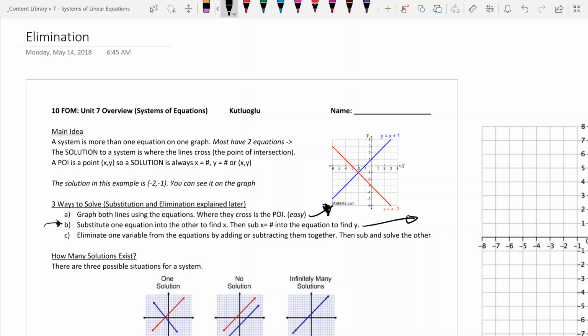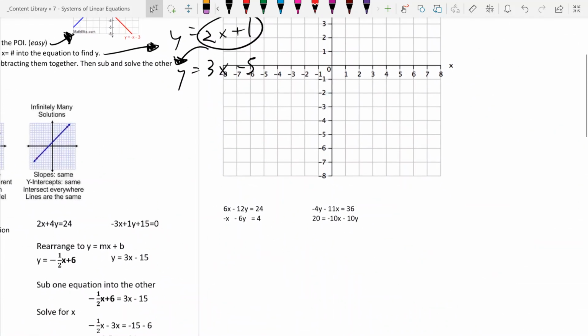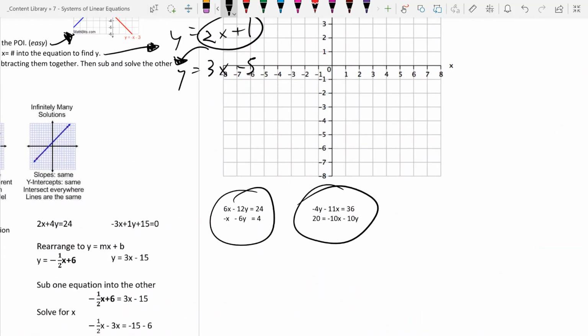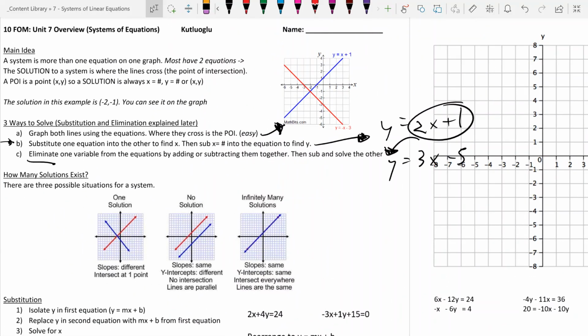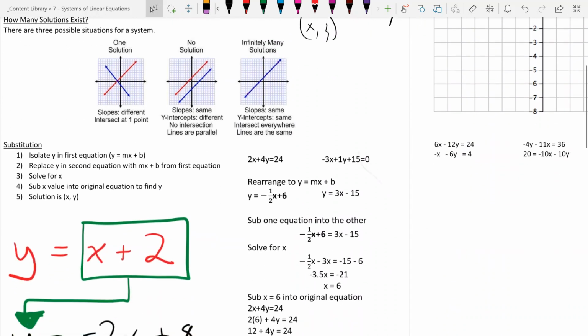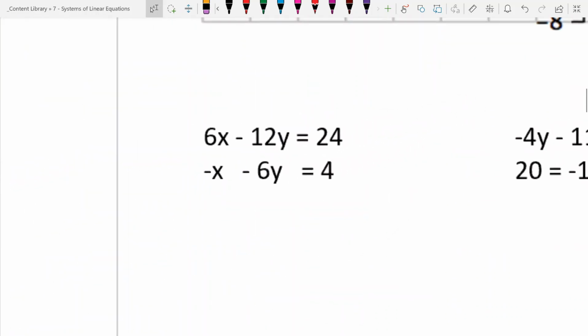You can substitute, which is the way where we say y equals 2x plus 1, y equals 3x minus 5, and we put that into the y. We're going to find now elimination, which works well when you have equations that are not set up that way, so stuff in standard form or similar to standard form. Again, we're trying to find a POI, which is like an XY value. So let's look at an easy example first. This one right here.